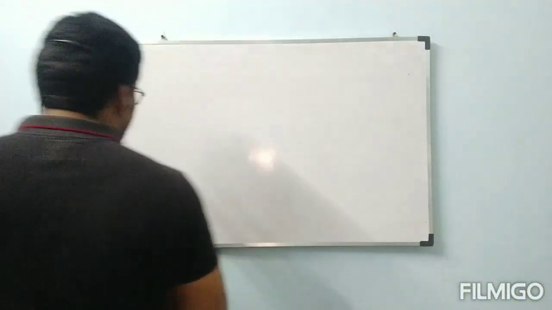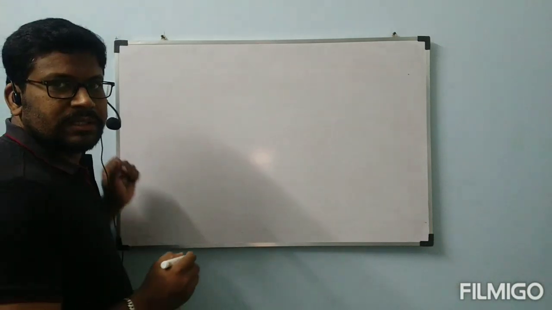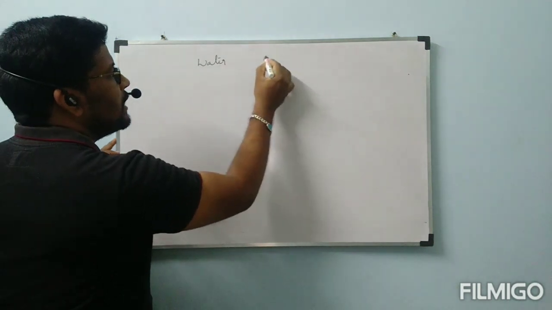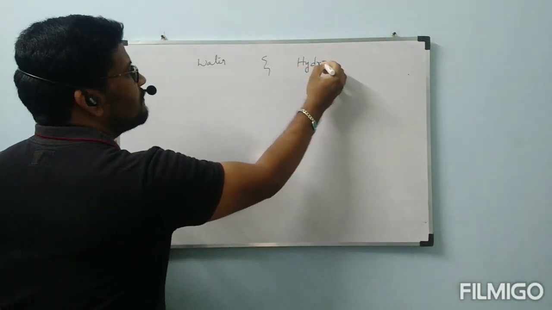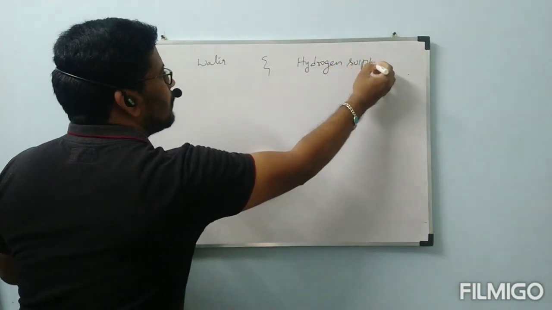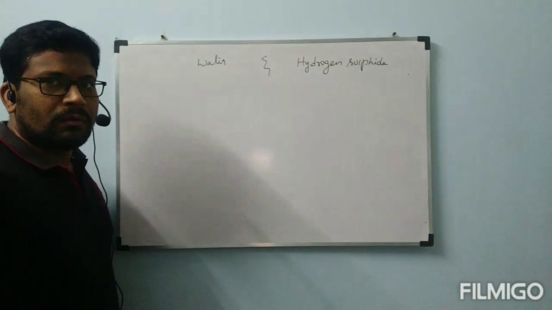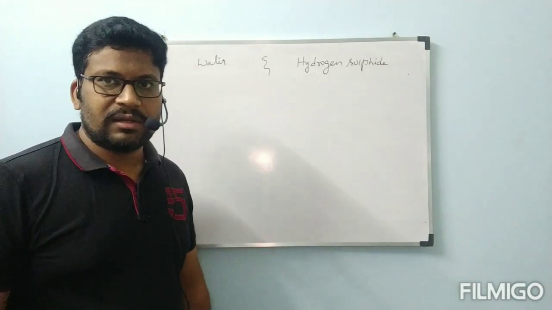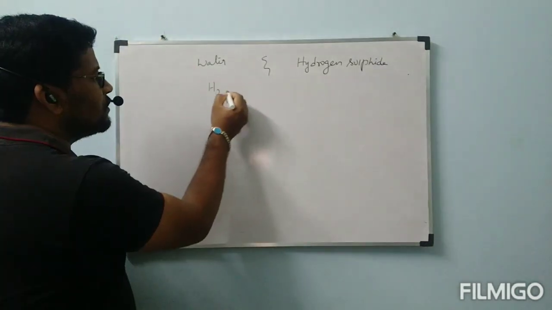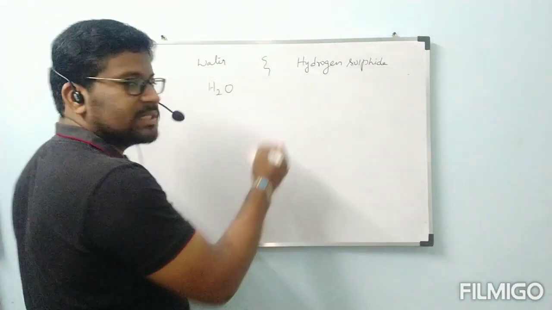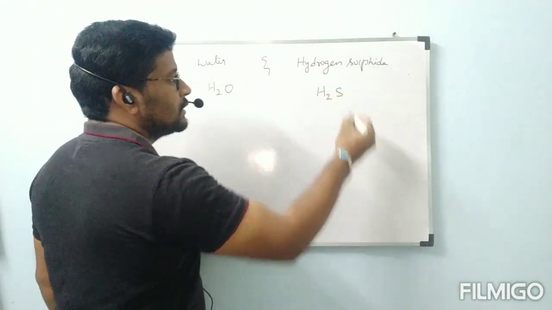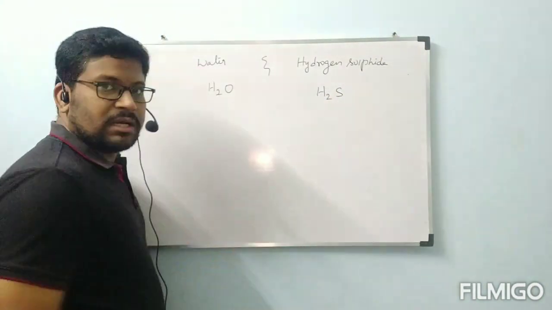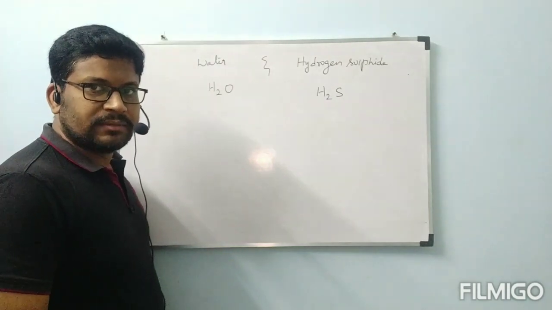See carefully, all of you. Let us consider two molecules. Those two molecules are water and hydrogen sulfide. The formula of water is H2O. The formula of hydrogen sulfide is H2S, which has a rotten smell. It is a gas.